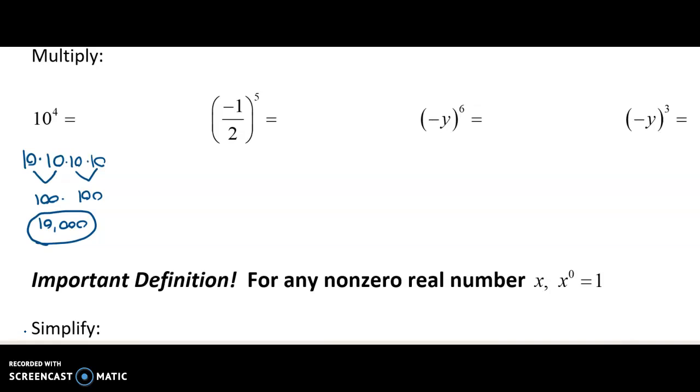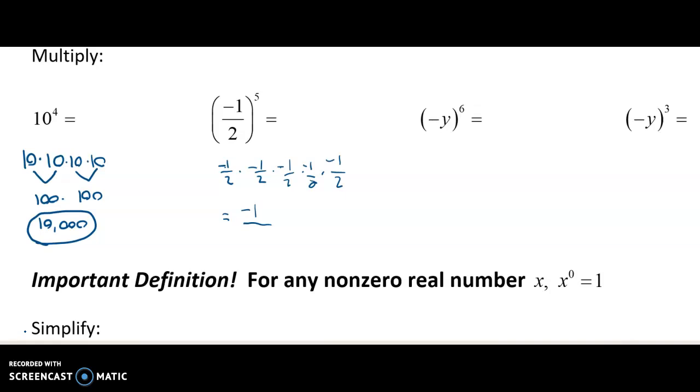When we have negative 1/2 to the fifth, that means negative 1/2 times negative 1/2 times negative 1/2 times negative 1/2 times negative 1/2. On the top, we have 1 times negative 1 times negative 1 times negative 1 times negative 1 times negative 1. That's going to be equal to negative 1. How do I know it's negative? I have an odd number of negative numbers.